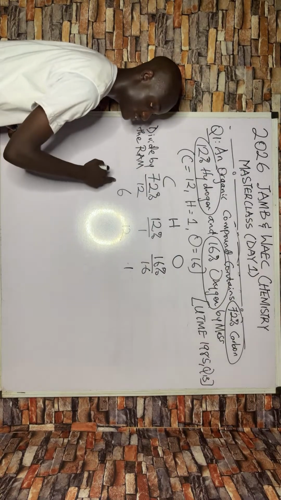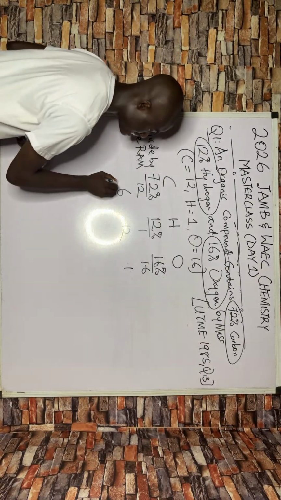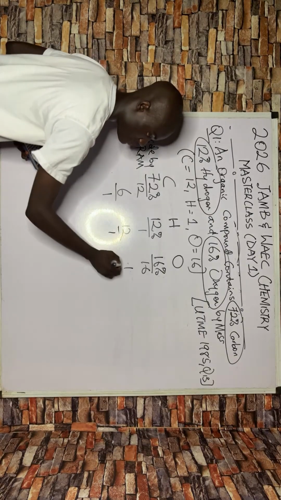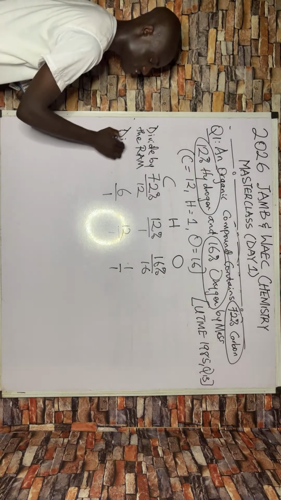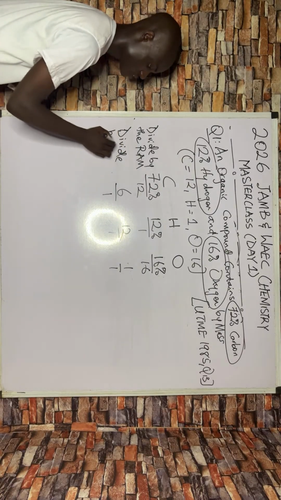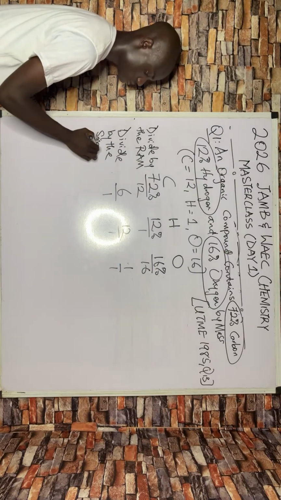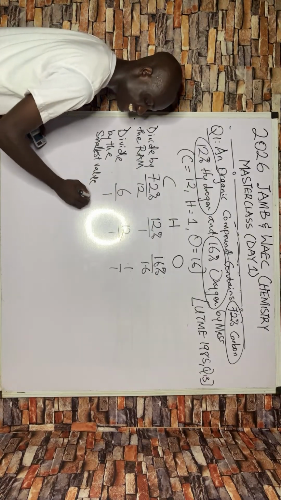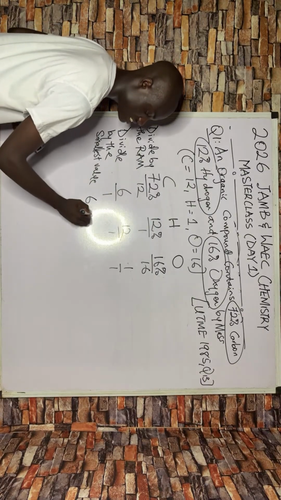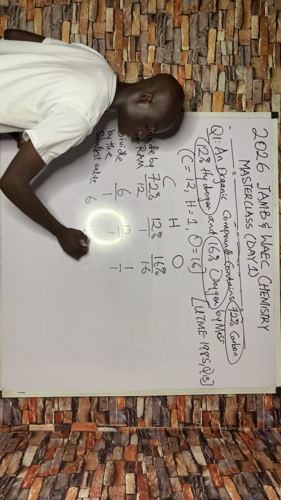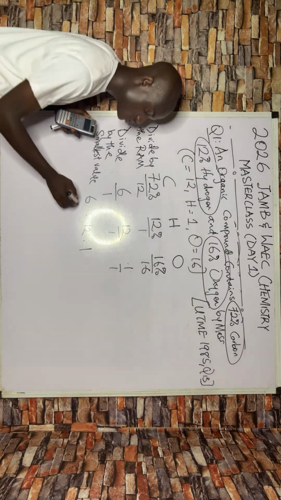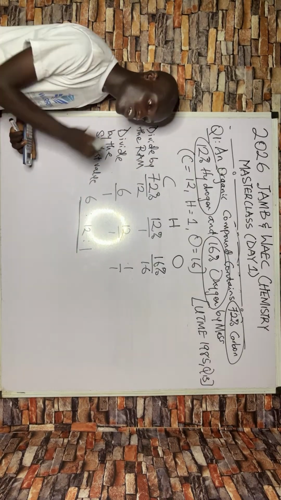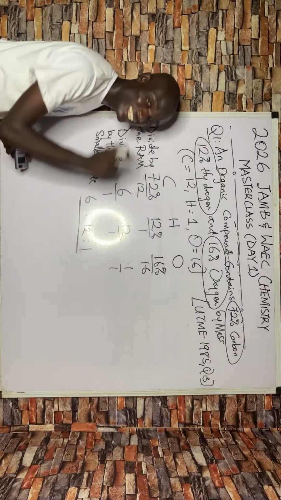Then we are going to divide all through by the smallest value. The smallest between 6, 12, and 1 is 1. So 6 divided by 1 is 6, 12 divided by 1 is 12, and 1 divided by 1 is 1. This is going to be our ratio, and as you can see, this is the simplest ratio because there is no other number that can divide 6, 12, and 1 at the same time.